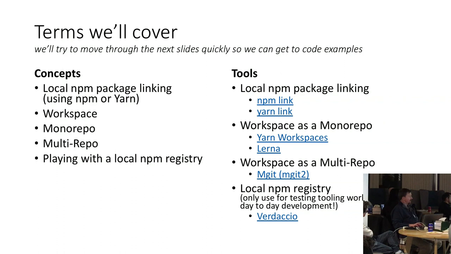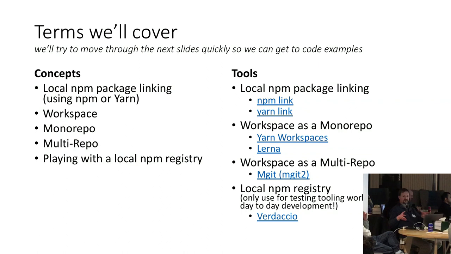So starting at the top, the local NPM package linking, if you're just playing with two repos locally and you don't want to go through all the other things, you can just use NPM link or Yarn link, depending on what your preferred package manager is. And then if you're working with workspaces as a mono repo, there's two tools. There's Yarn workspaces, which is a good way to get a mono repo set up. But then there's also Lerna, which is a more robust tool, which you'll probably see more written about because it's being used by a lot of large libraries and even some organizations, and it's become pretty popular. And it's got a robust set of commands for managing multiple projects within one workspace.